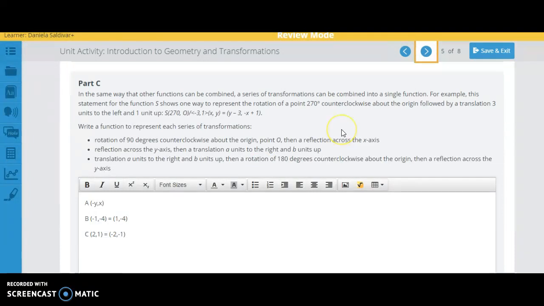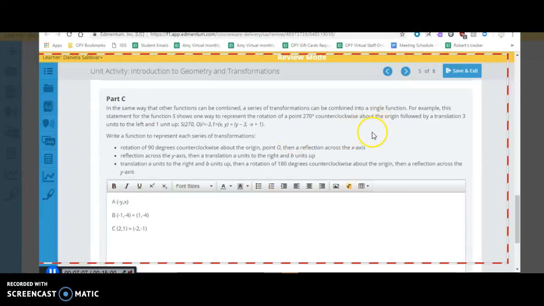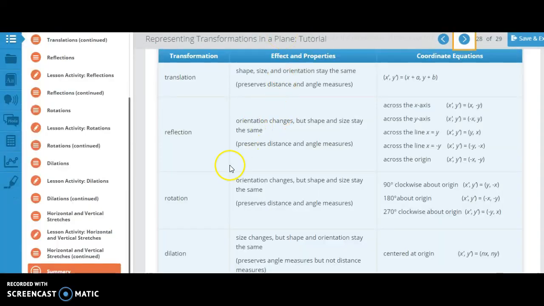Okay. So now when we talk about series of transformations, you're just going to do one at a time, exactly what we just looked at. So let's go ahead and look at this first one here. A rotation of 90 degrees counterclockwise, and then a reflection across the x-axis. So let's actually look back here. Rotation, 90 degrees counterclockwise, that was this one. And then a reflection. So we're going to say xy becomes negative yx.